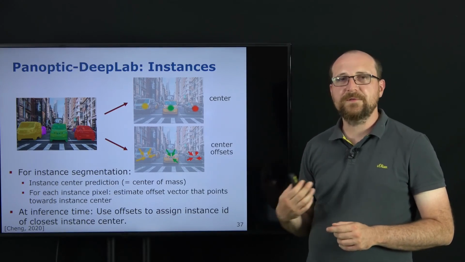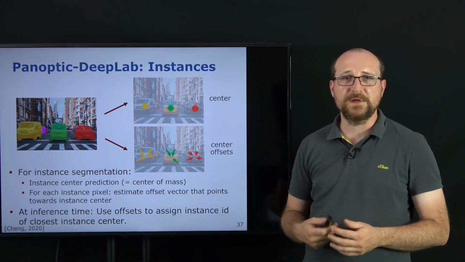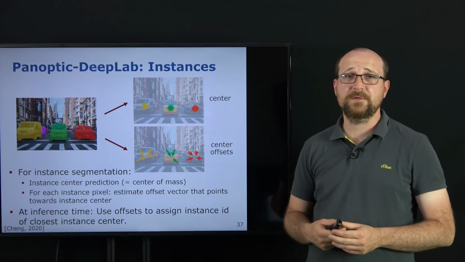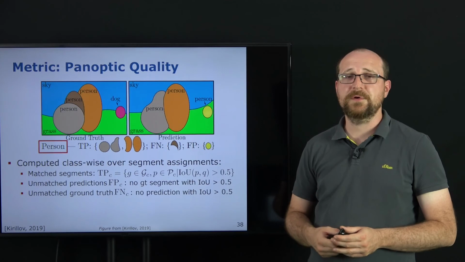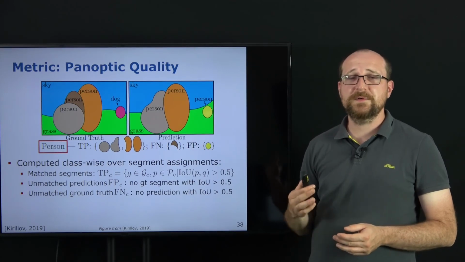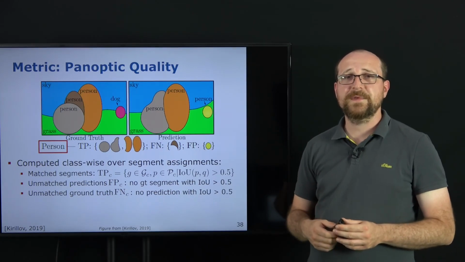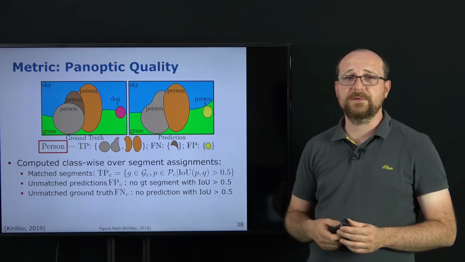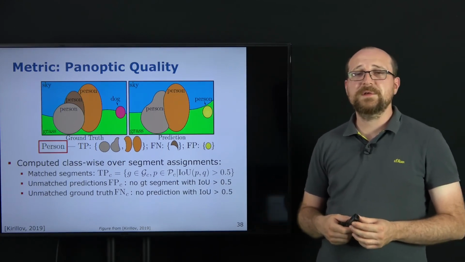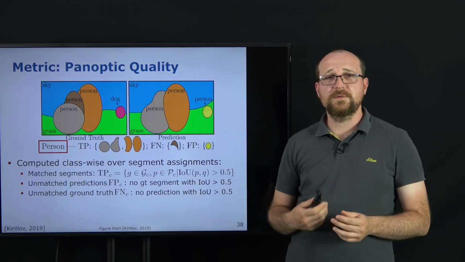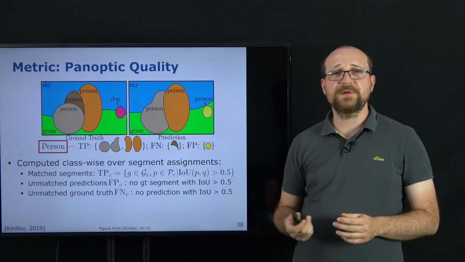Now, as with the semantic segmentation, we also have to talk about how to actually evaluate the quality of the panoptic segmentation. And for this the panoptic quality was proposed. And here we are not talking directly about pixel-wise association, but about segment-wise associations. And here the panoptic quality is determined for each individual class first. So we have first a class-wise segment assignment.